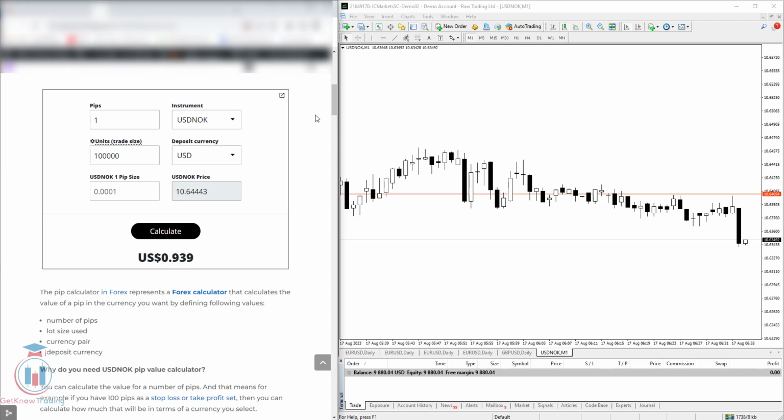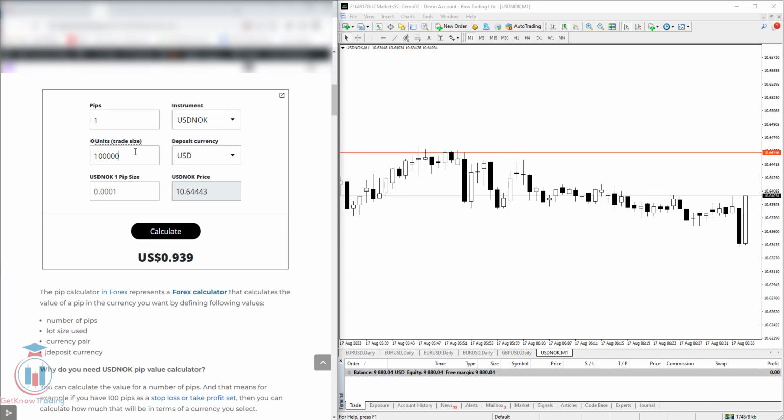Let me explain to you what these fields inside this Pip value calculator are. The first field represents the number of pips, so you enter here the number of pips you would like to make the calculation for. I have put 1, and when I click calculate, I get 0.939, which is the pip value in US dollar for 1 pip for this currency symbol. The second field here is instrument. I have put here US dollar against Norwegian krone, so it is the currency symbol I would like to make the calculation of the pip value for.